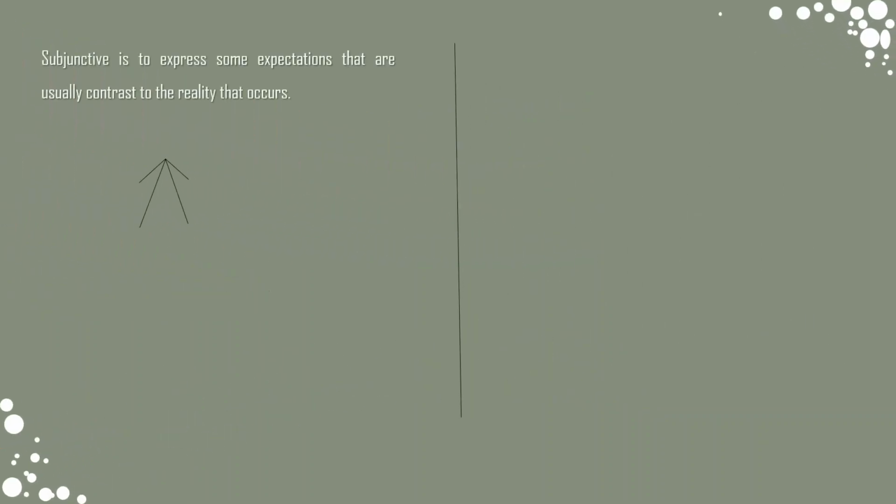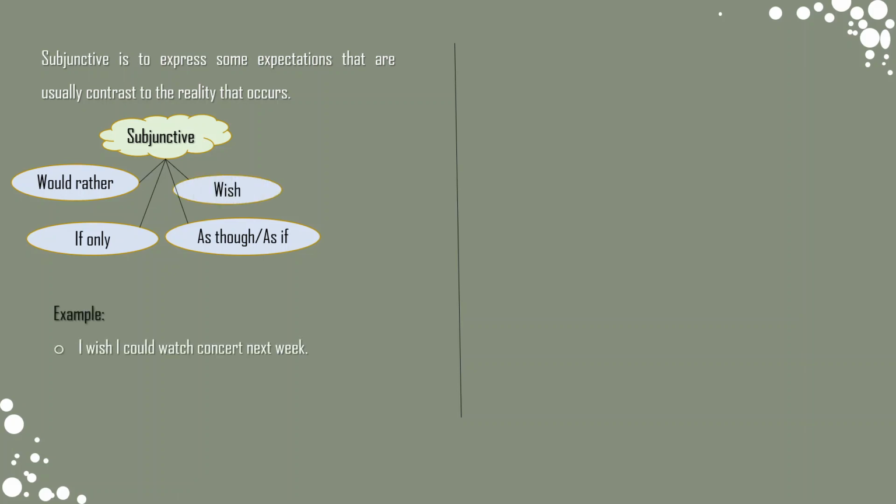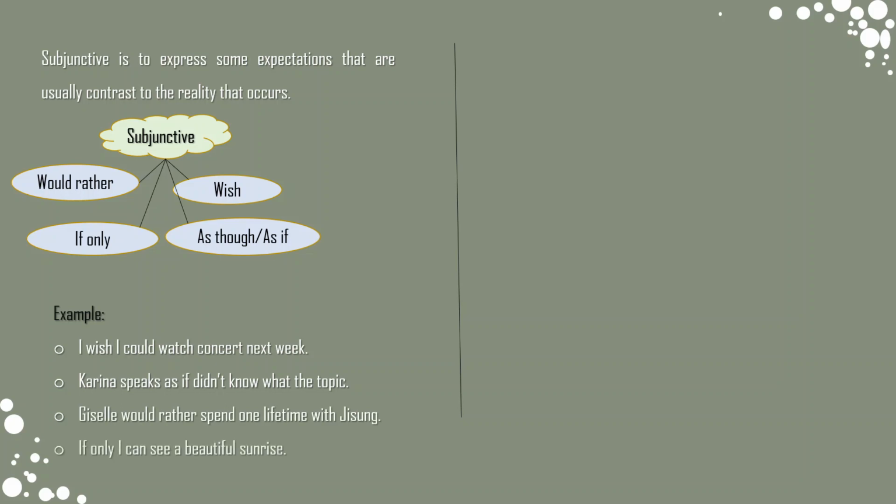So guys, subjunctive is used to express expectations that are usually contrary to the reality that occurs. So in here, I have some words to classify subjunctive. The first ones are if only, would rather, as though or as if, and wish. For example, I wish I could watch a concert next week. Karina speaks as if she didn't know what the topic was. Giselle would rather spend one lifetime with Jisung. If only I could see a beautiful sunrise.